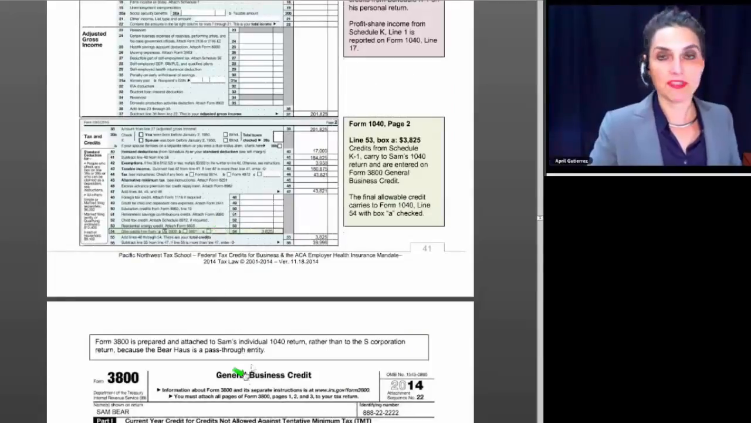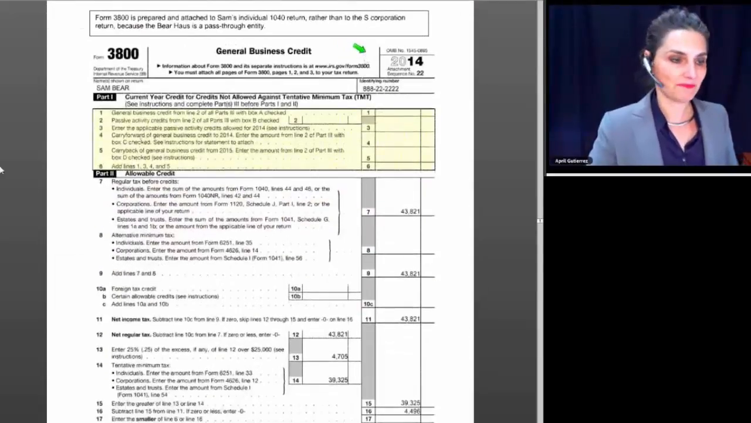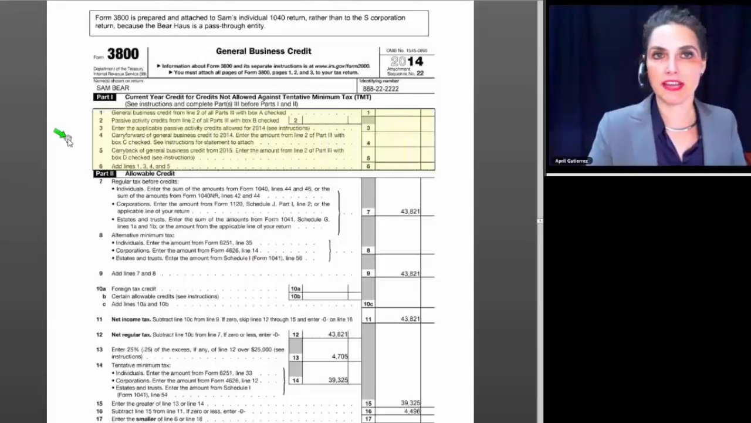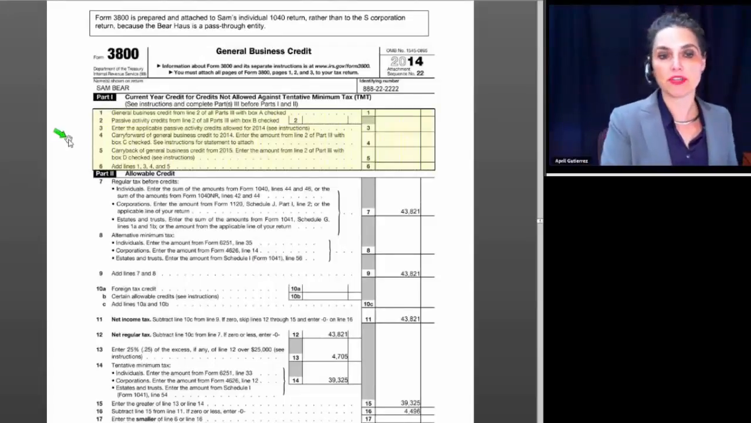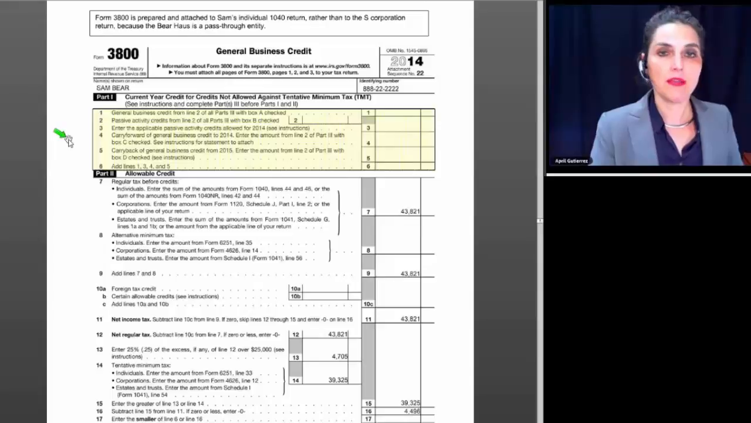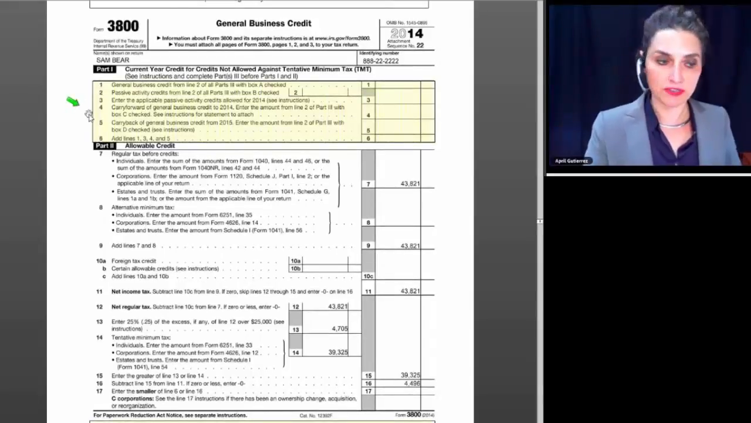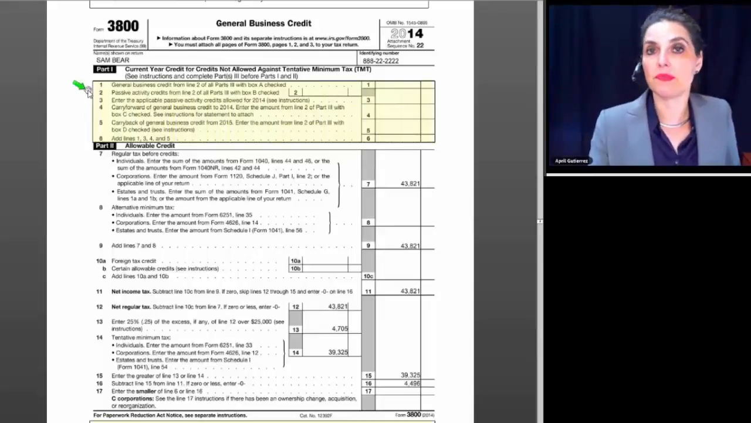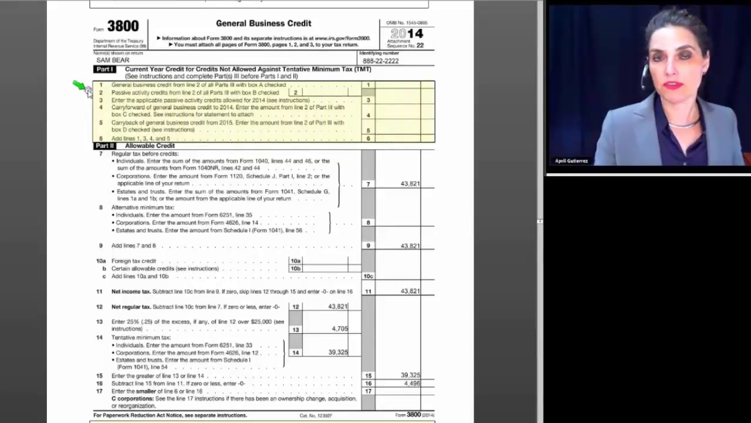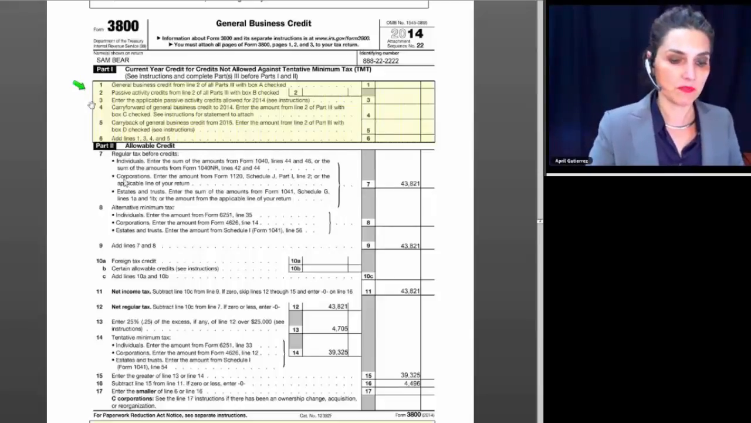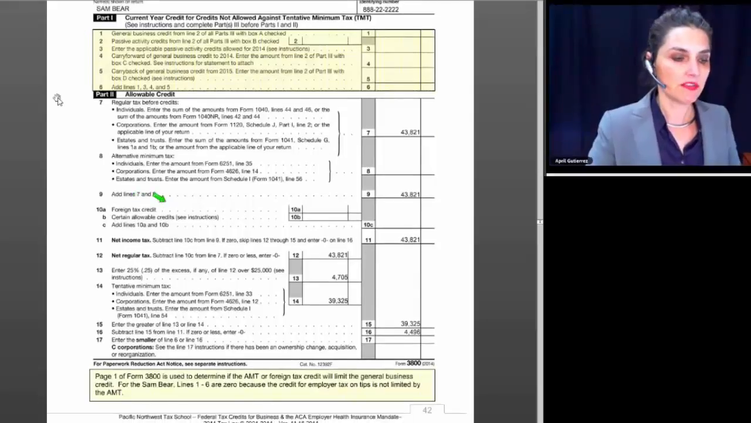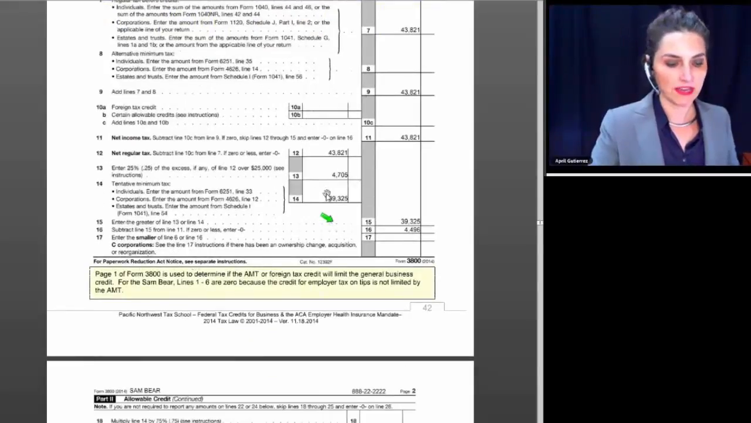But we still have to do the Form 3800, don't we? Form 3800 is prepared and attached to Sam Baer's 1040 return rather than the S Corporation return because the S Corporation is a pass-through entity. You will see that unlike George Burns, Part 1 of Form 3800 is blank, and that's because the credit for employer tax on tips is not subjected to or limited by the alternative minimum tax, so Part 1 in this case is left blank. But we still have to, in Part 2, do the computations to figure out what alternative minimum tax would be.